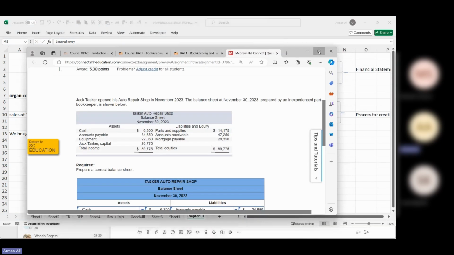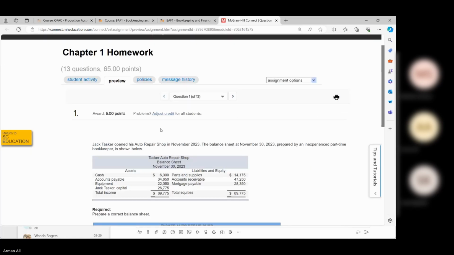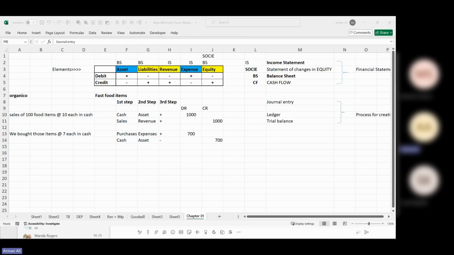from our chapter 1 homework. Jack Tasker opened his auto repair shop in November 2023. The balance sheet at November 30, 2023, prepared by an inexperienced part-time bookkeeper, is shown below. So assets come, we discussed it in our very initial lectures.